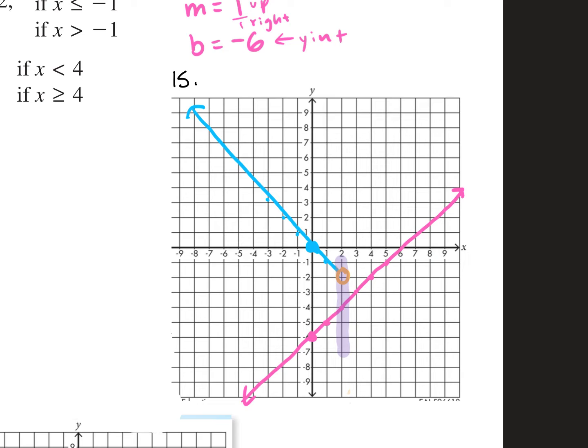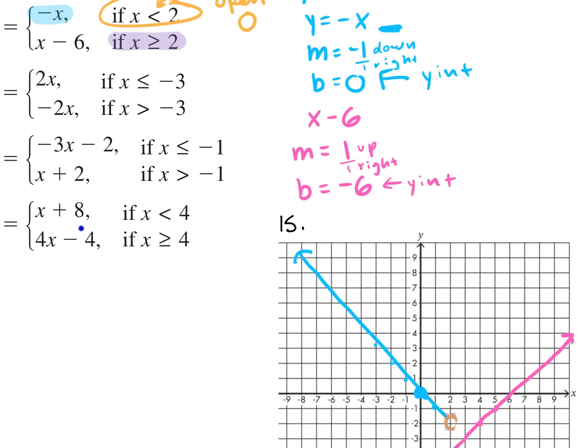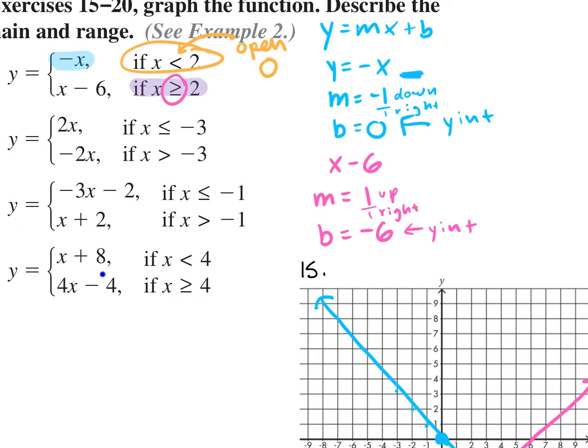Greater than would be to the right or to the left? To the right. So that means I erase the left part of it. I only care about x values that are greater than 2. And at 2, would I have an open circle or closed circle for my second piece? Closed circle, because it is a greater than or equal to. So that equal to part makes it a closed circle.